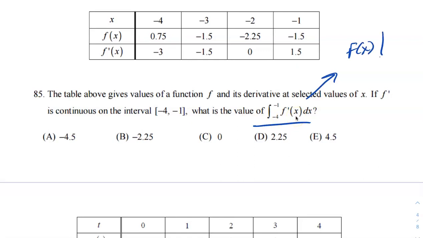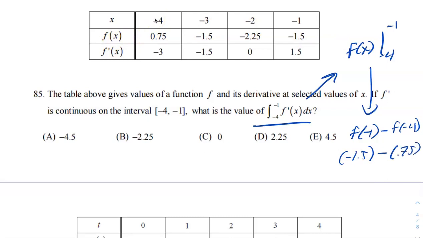Then you're going for your limits, -4 to -1. So plug it in. Remember the way you evaluate an integral, it's top minus bottom. So f of -1 minus f of -4. Now what's f of -1? Look at our table. f of -1 is -1.5. f of -4, look at our table. f of -4 is 0.75.